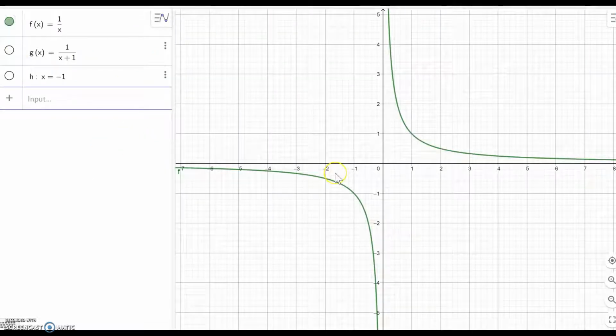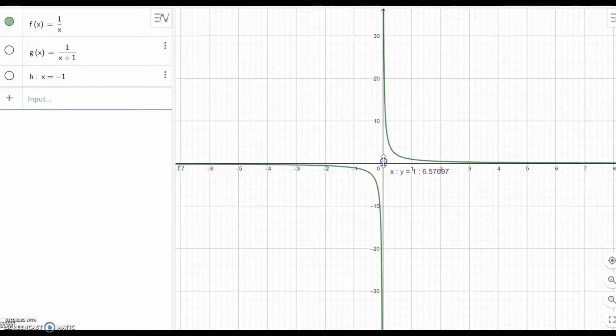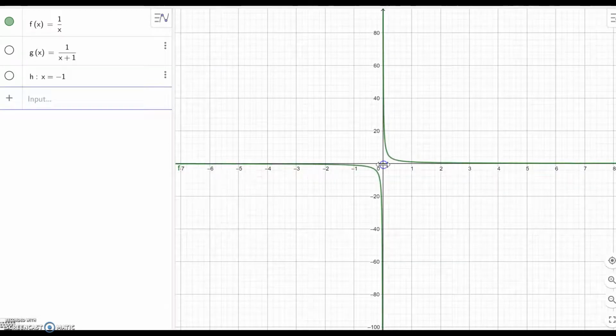So this is the y equal to 1 over x graph. I'm going to zoom out more so you can see a little better. I'm going to zoom out the y-axis, then what happened here? As you see, it is kind of touching the y-axis. But do you think it is actually touching this y-axis?